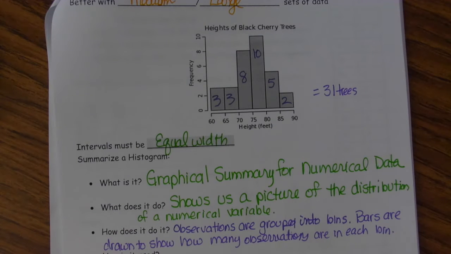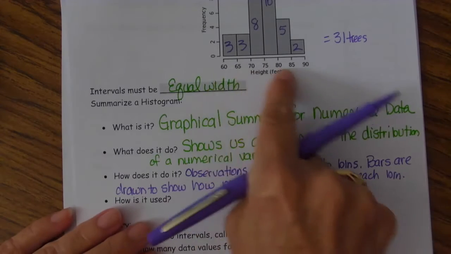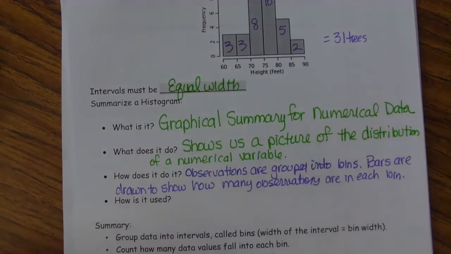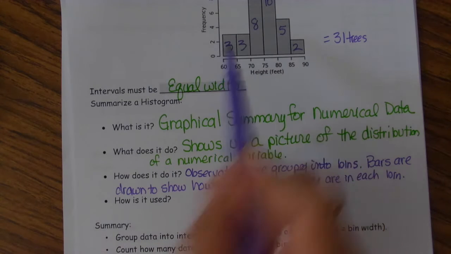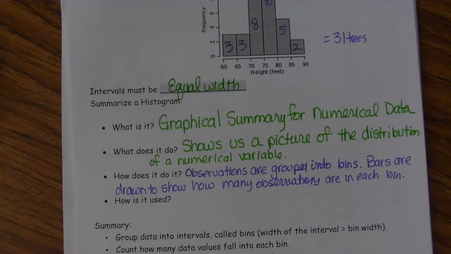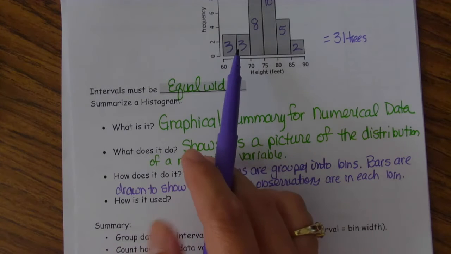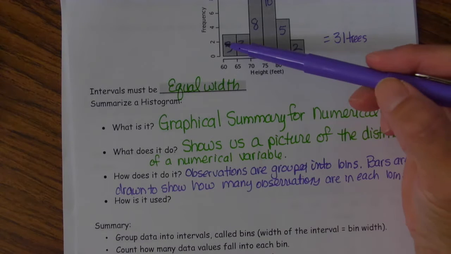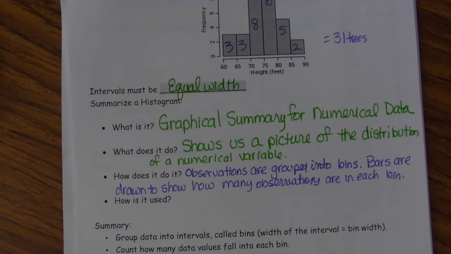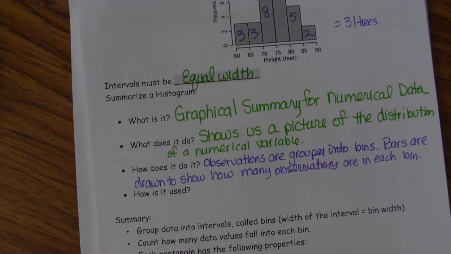Now, the part we lose is the individual information. Like this one right here is trees from 60 to 65 feet high. There's 3 of them, but do I actually know how tall those trees are? I don't know if they're 60 or 61 or 62 feet high. I'm just saying there's 3 that are in between here. So we lose a little bit of the detail, right? That's because this is not used to see every detail.